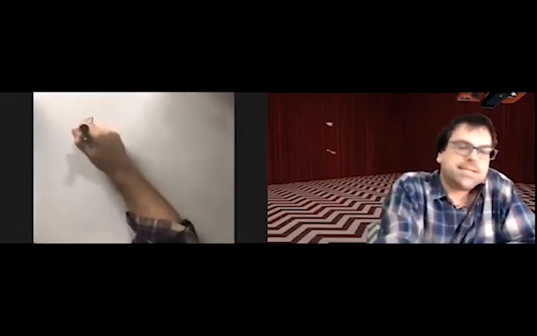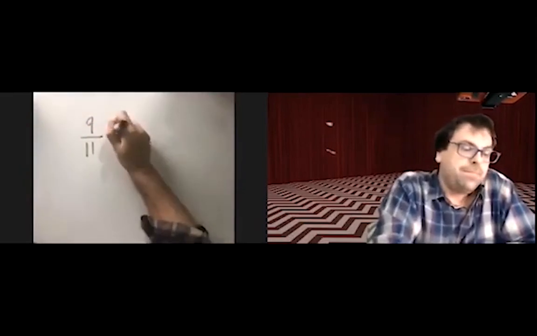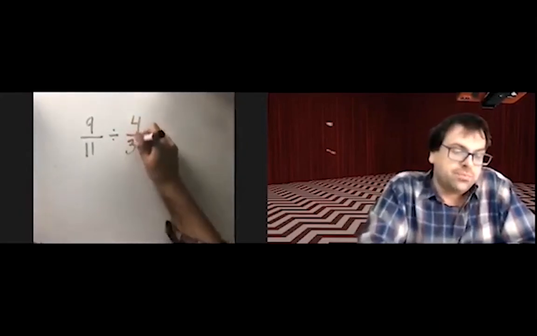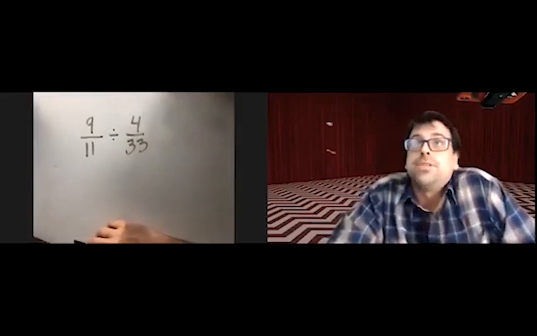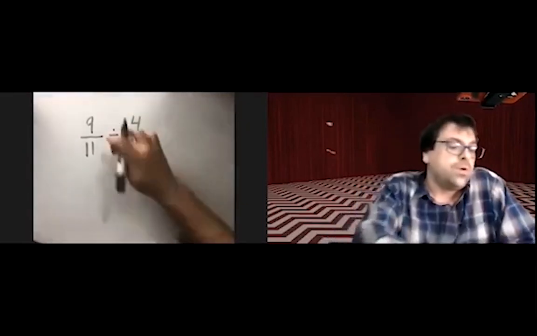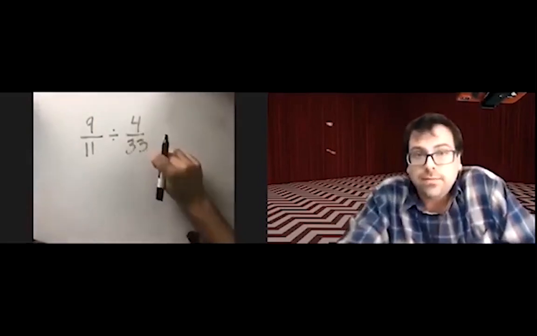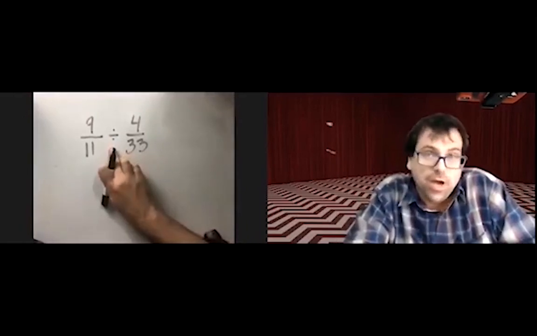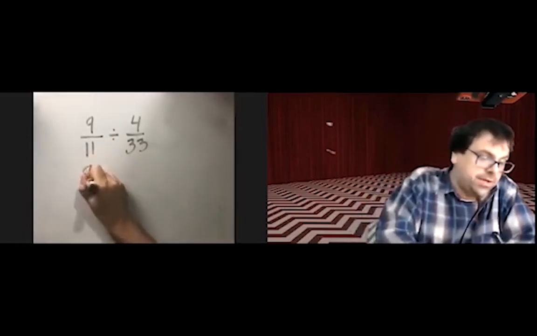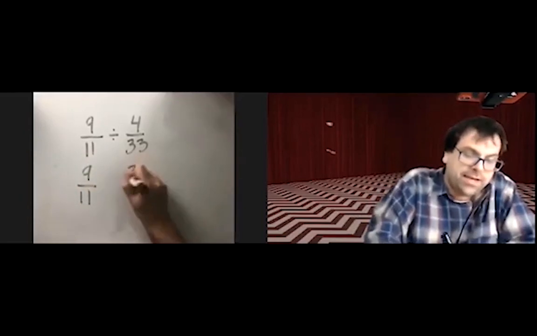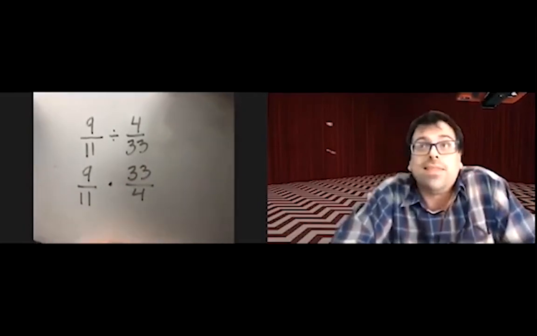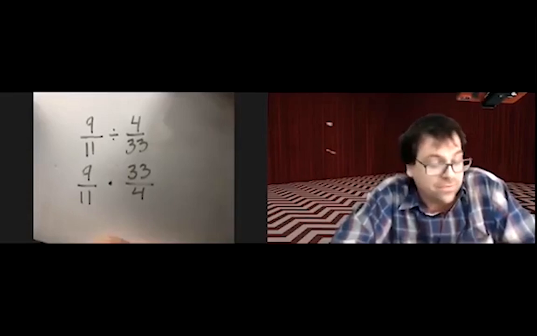Keep in mind, canceling is something that is exclusive to multiplication. So you never cancel a division problem until it appears as a multiplication problem. So we would not cancel 9 and 33 because they both divide by 3, because what we see is a division problem, not multiplication. How do we handle this? Keep the first. Flip the second. Change division to multiplication. And then it's just more of what we did in the first half of class.